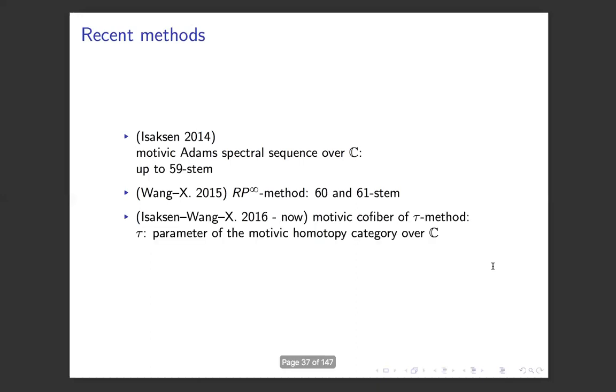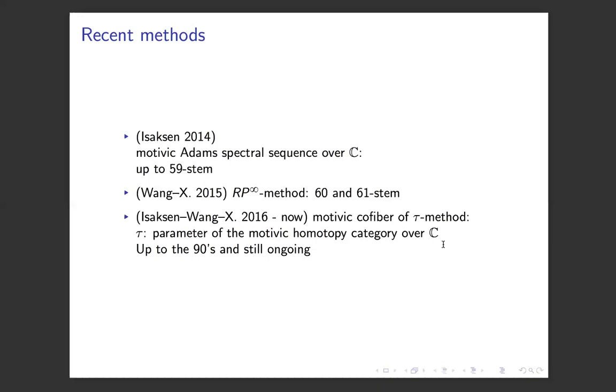But very soon, the three of us realized together there's another method in motivic homotopy theory, which is entirely different from the method Dan had, and I will explain the difference a little bit. We call this the motivic tau method. Tau here can be viewed as a parameter of the deformation of the cellular motivic homotopy category over C. This allows us to compute up to the 90 stem, and it is still ongoing.